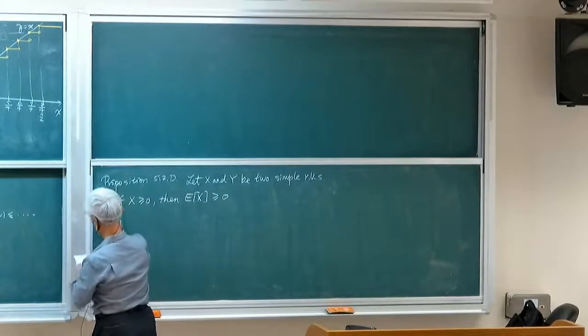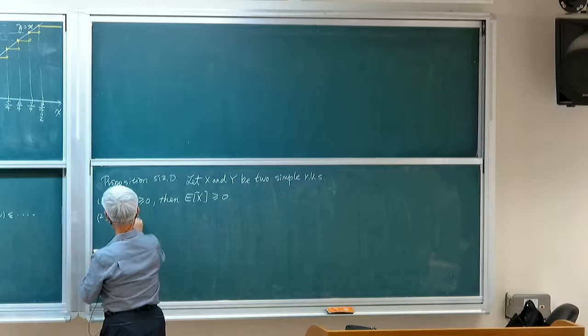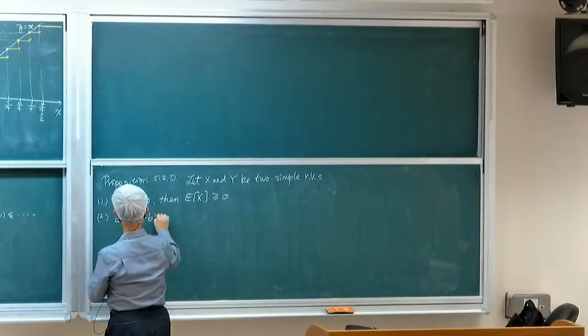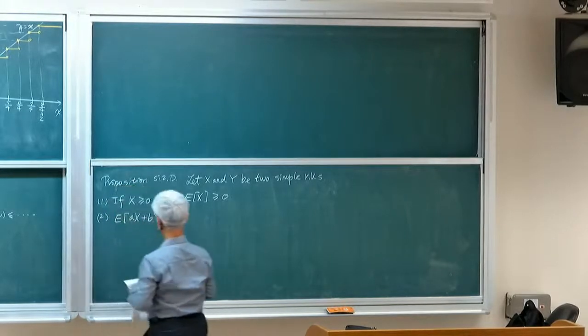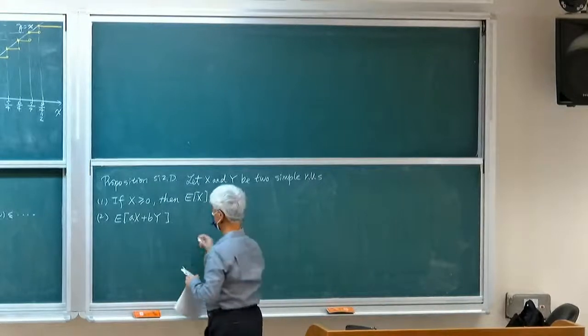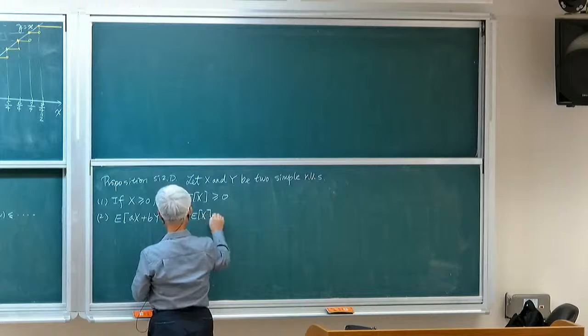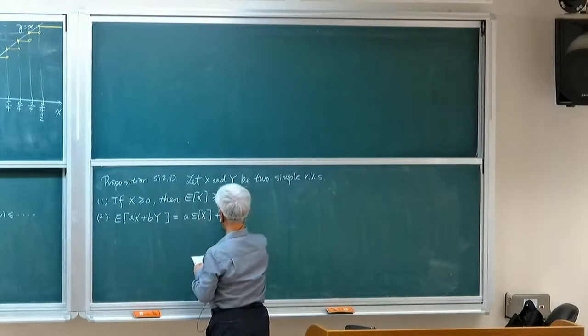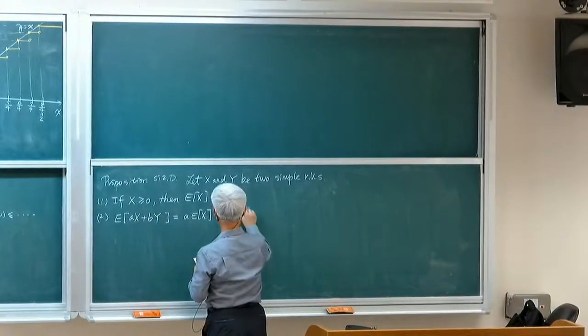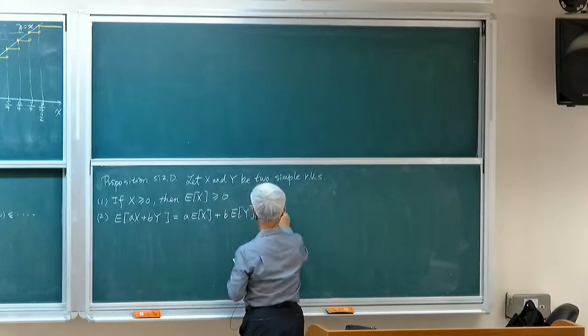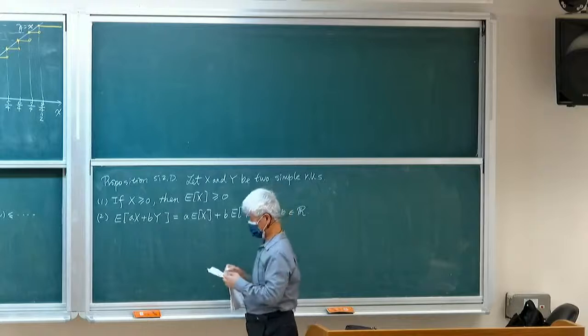Second property: the expectation of aX plus bY, so the sum, is equal to a times the expectation of X plus b times the expectation of Y, for all a, b in the set of all real numbers.